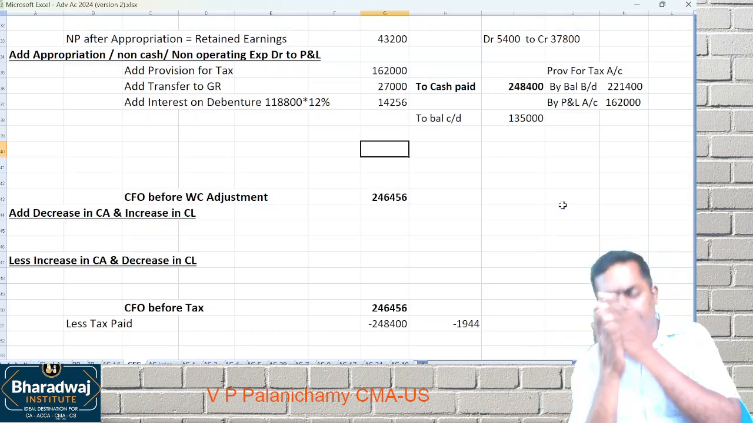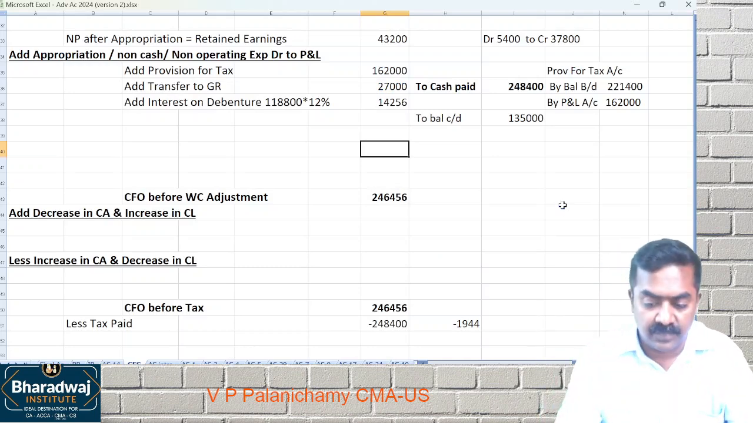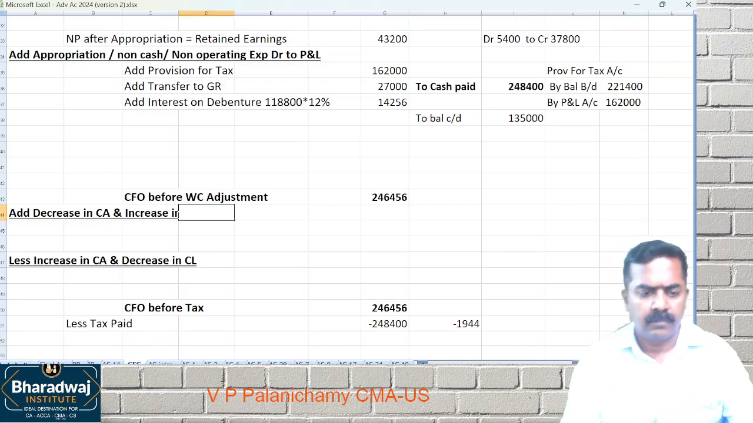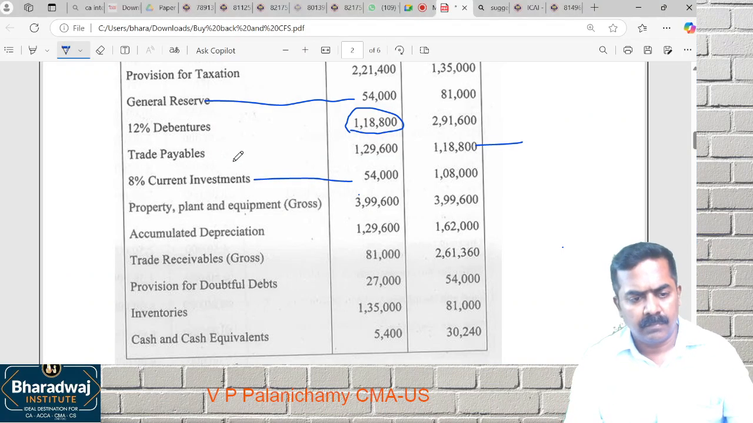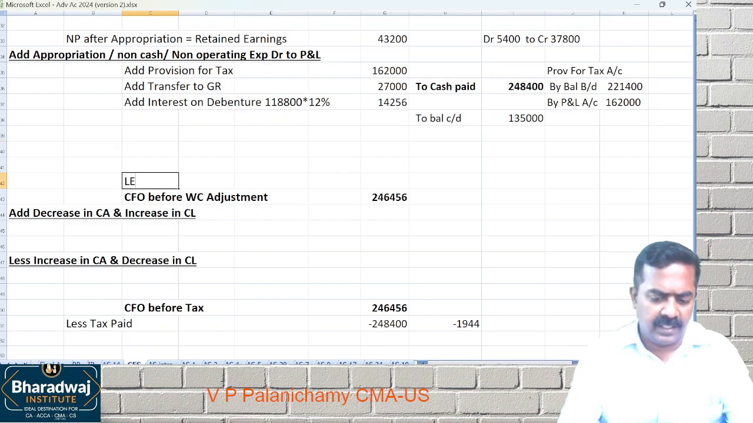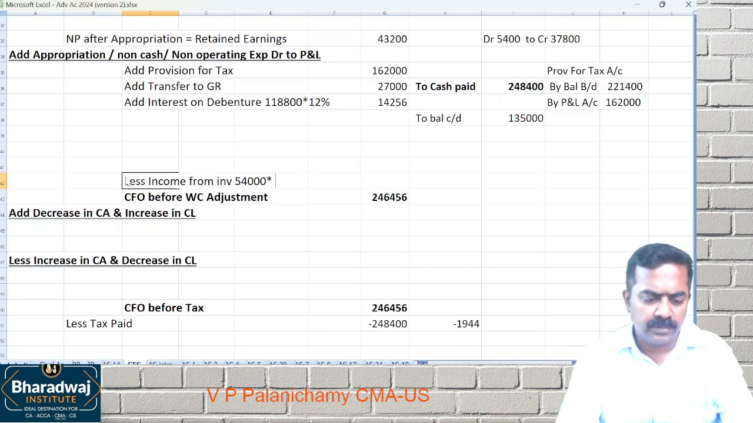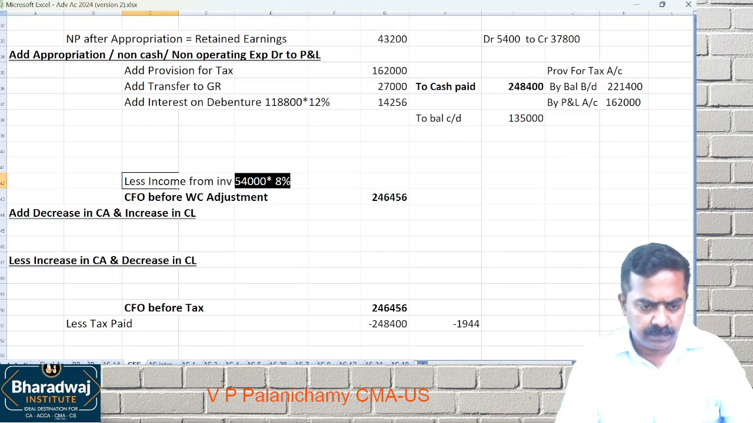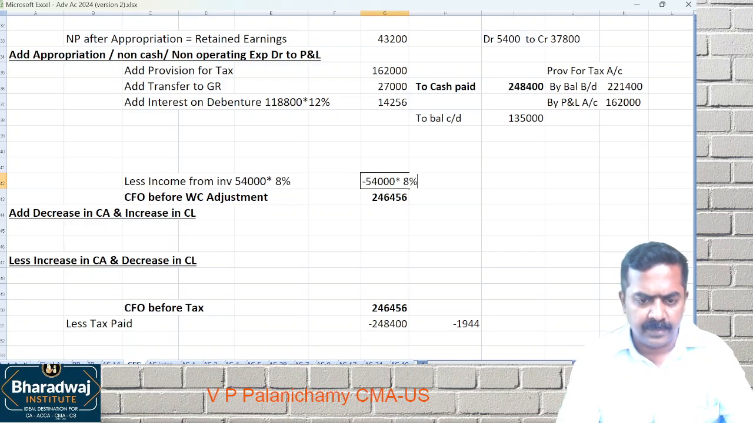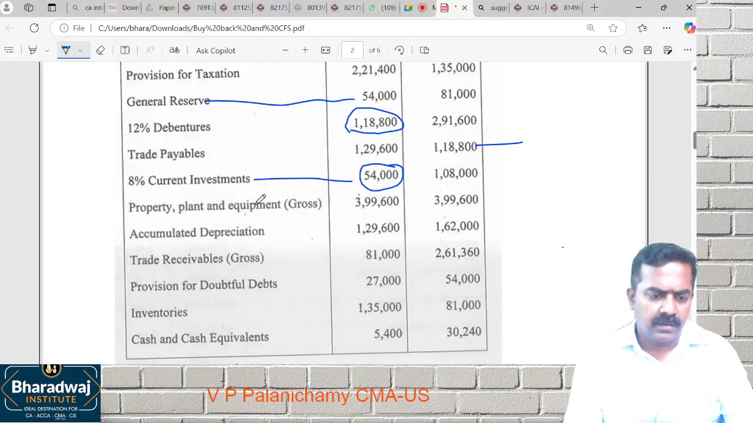Complete it, try it. We'll do that. First you complete, then I'll do it. How much income will you work out on the investment? 54,000 into what percentage? 8%. So less income from investments. 54,000 or 58,000 into 8%. Eliminate.